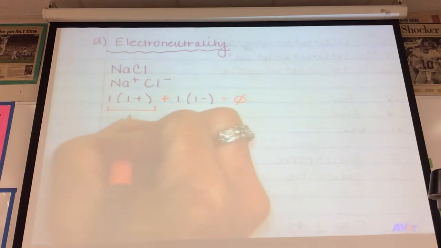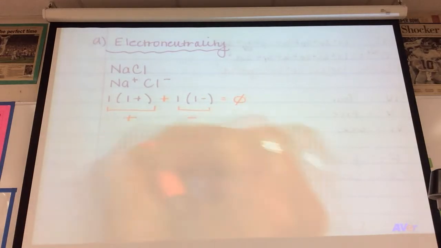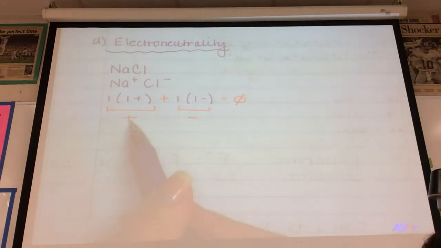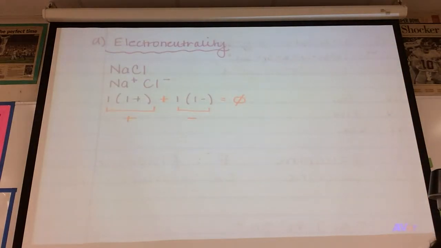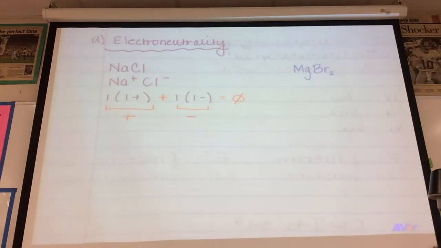So we have 1+ overall, 1- overall for a net 0. Electroneutrality, the same number of plus as we do minus. For example, let's say that we had magnesium bromide, and you'll learn how to write these chemical formulas and name them next time.